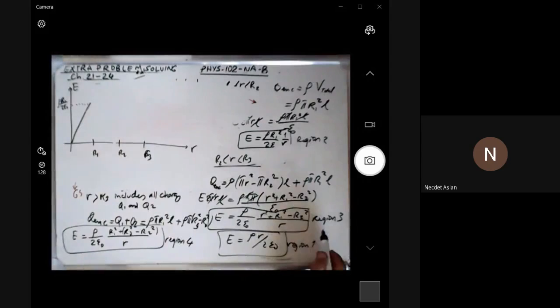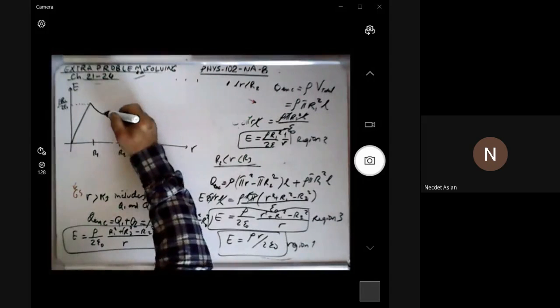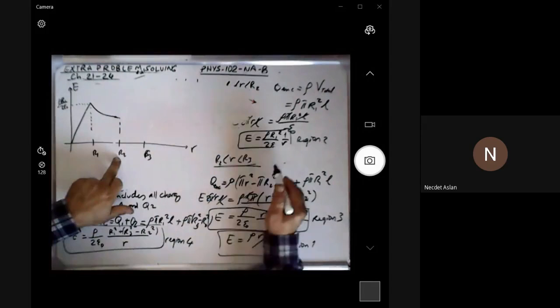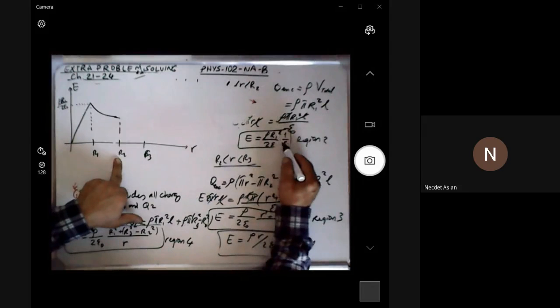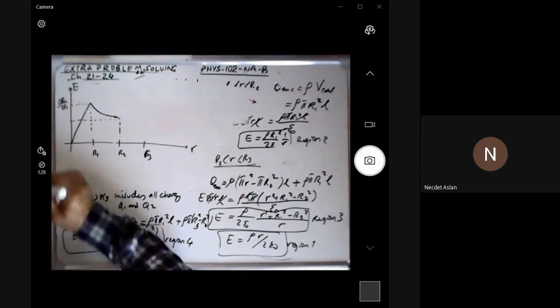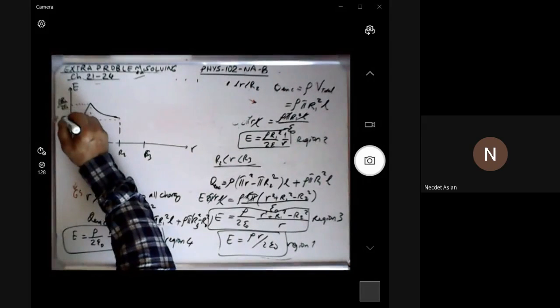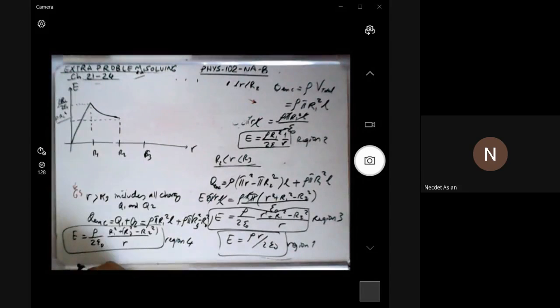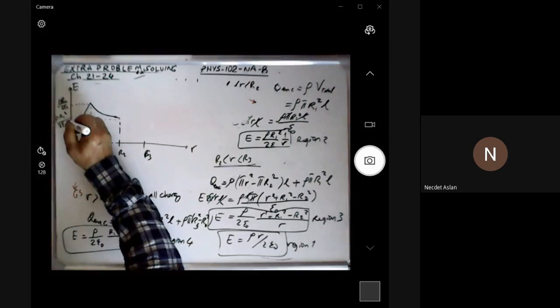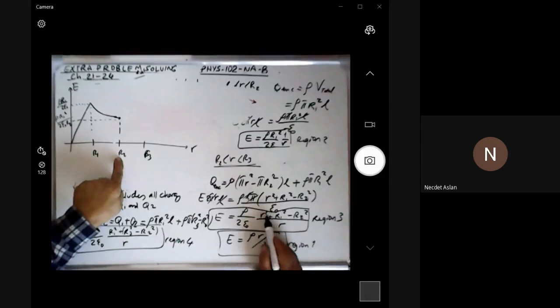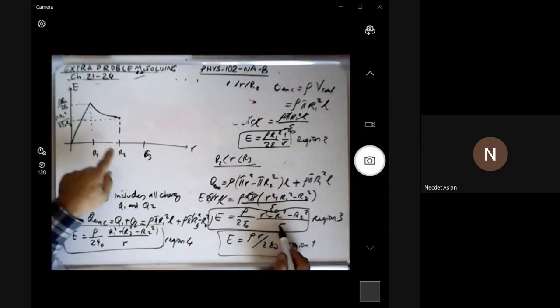And then after that, in the second region, it will drop like 1 over R, like that. It will drop like this, and then reach down to, when you put R2 there, R1 squared over R2. This expression is exactly the same thing where R is replaced by R2. So rho R1 squared divided by 2 epsilon 0 R2. Now is this the case for region 3? Yes, because when you replace R by R2 at this point, this cancels, and then we have R1 squared over R2, exactly the same expression.